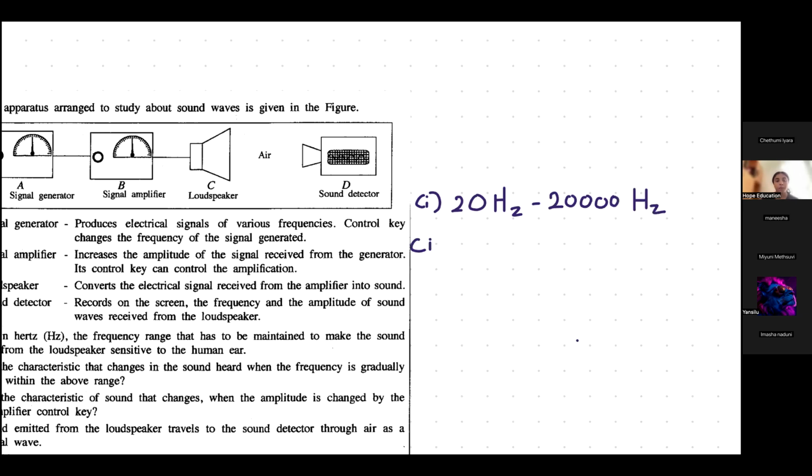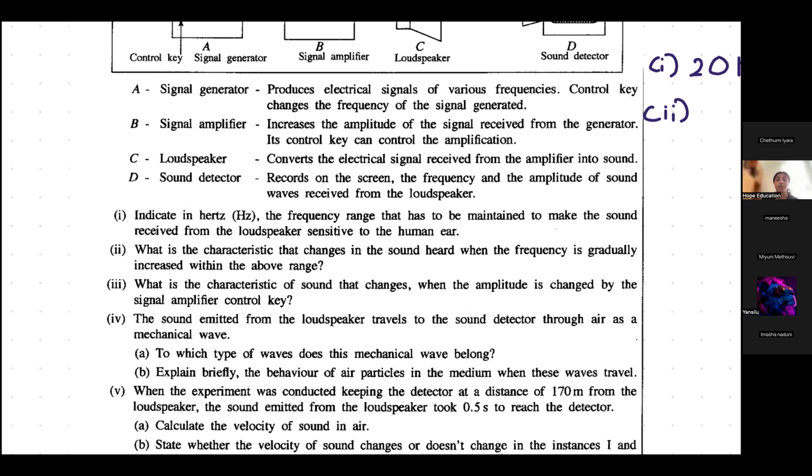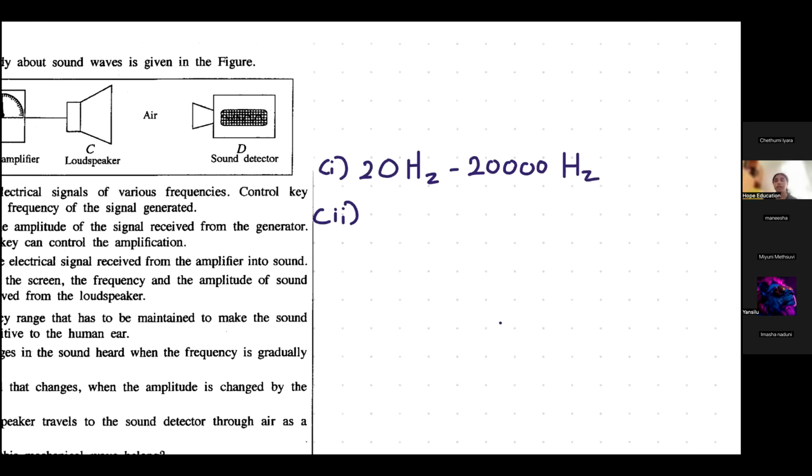Roman number 2. What is the characteristic that changes in the sound heard when the frequency is gradually increased within the above range? When the frequency increases, what quality of the sound changes? Pitch. Good. Pitch.